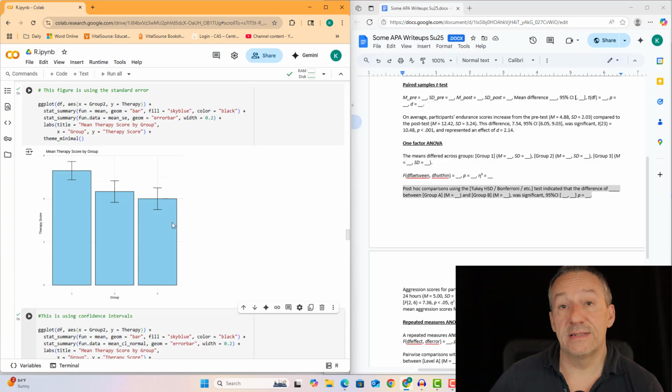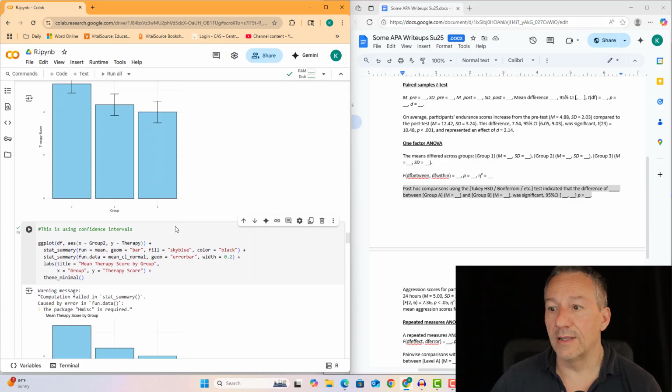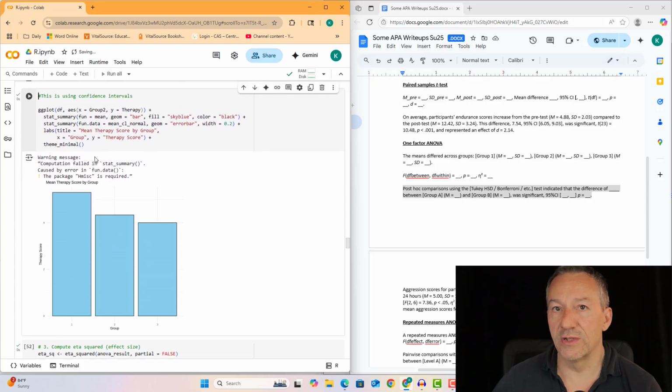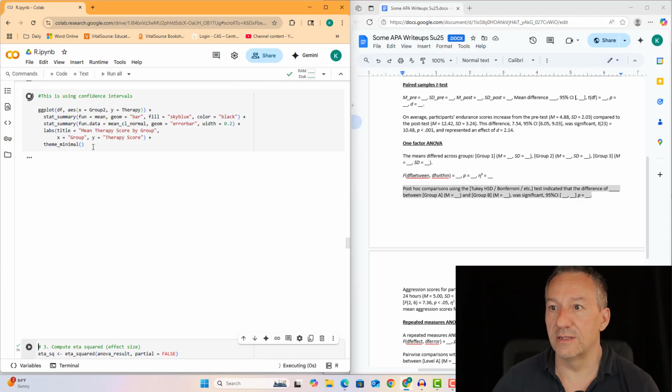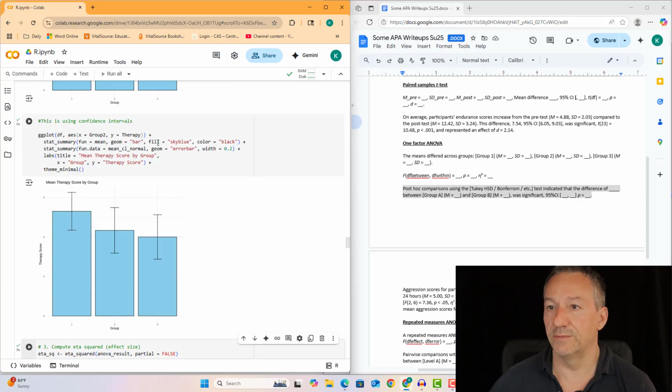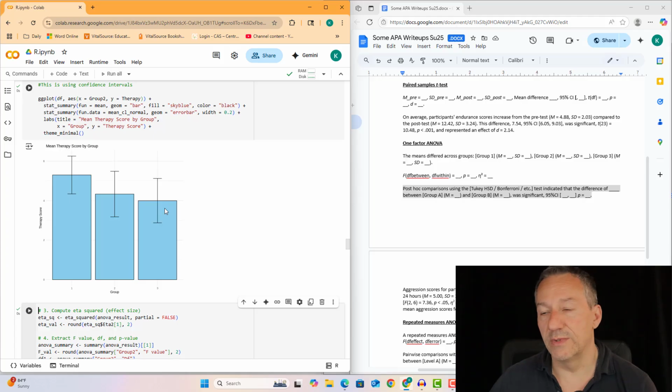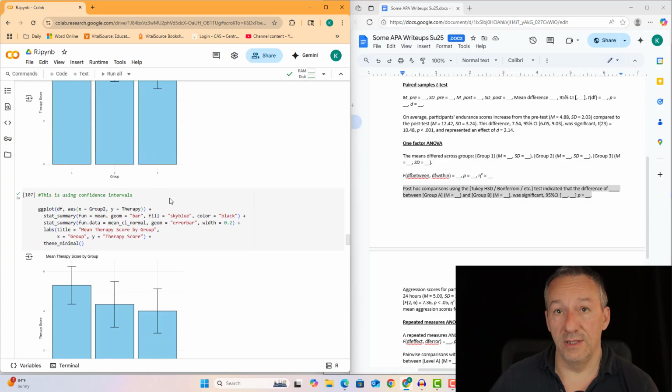This is using the standard error, which is fine. Some people like to use the confidence intervals, and so I've also included that as well. If we click shift enter, there's a lot of overlap between these confidence intervals. We did not have a significant ANOVA, nor did we have significant pairwise comparisons. Lots of overlap there. That is going through it in each individual step.